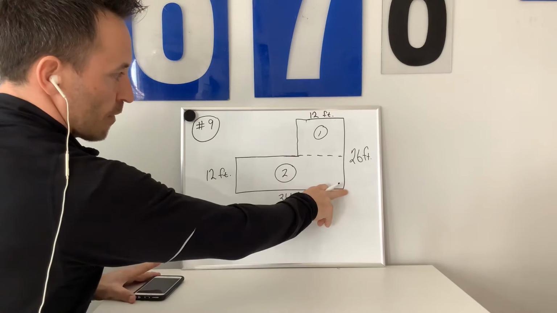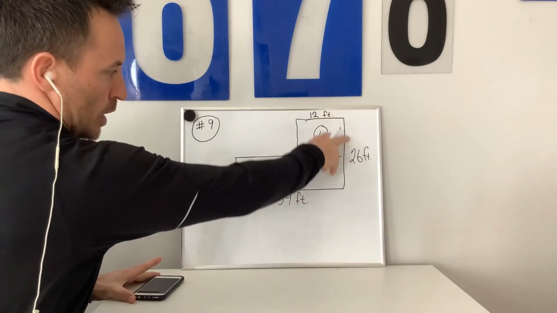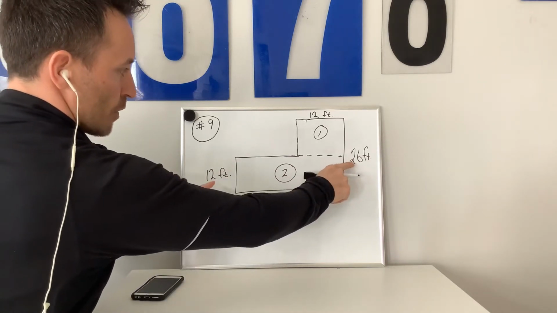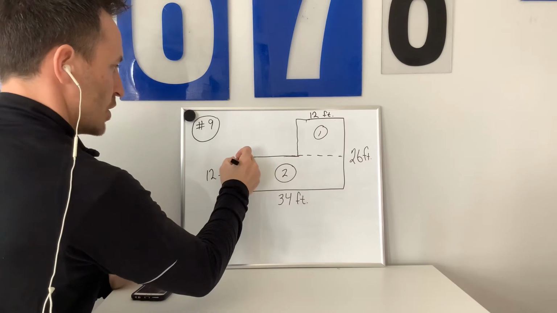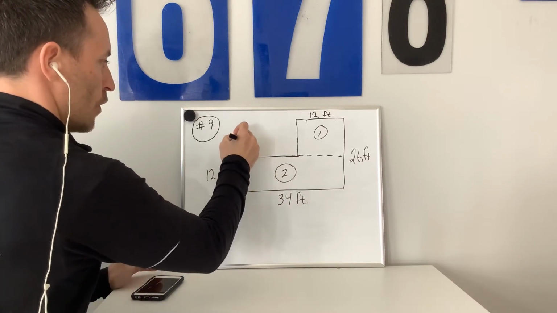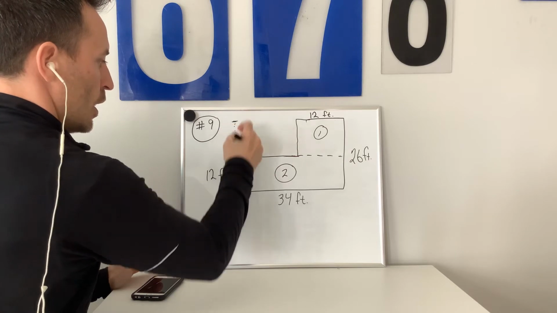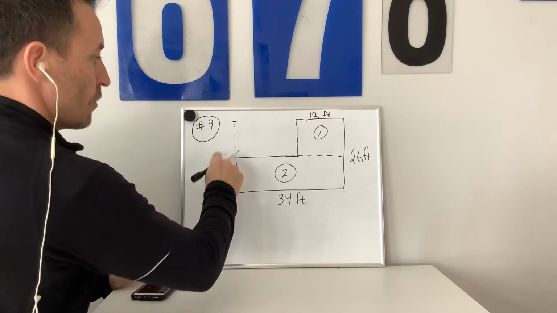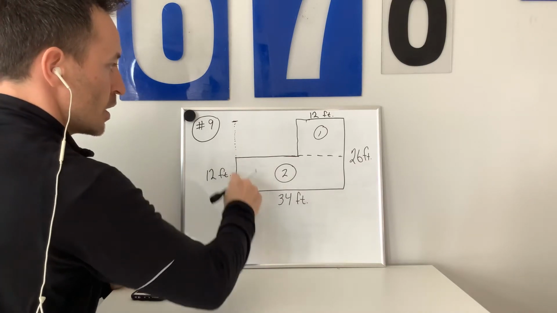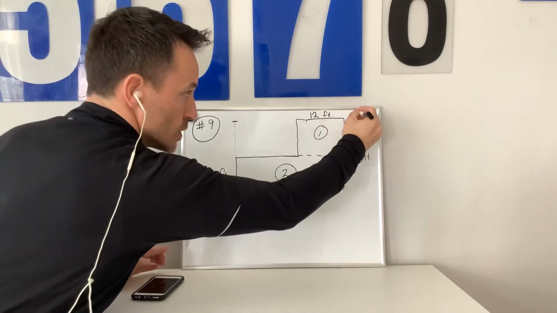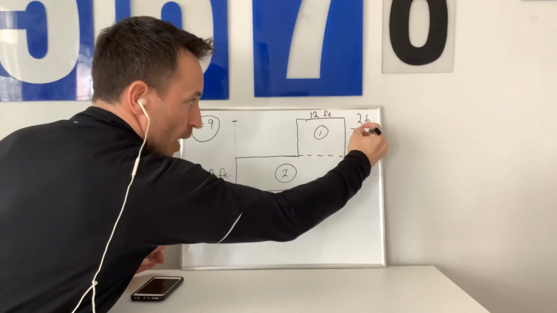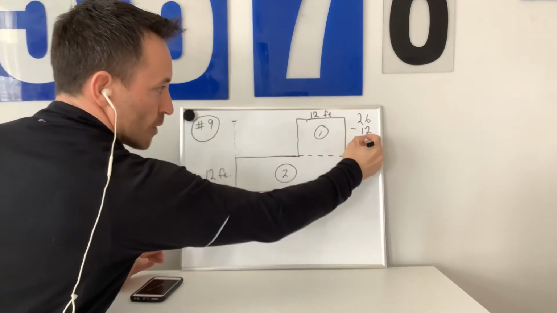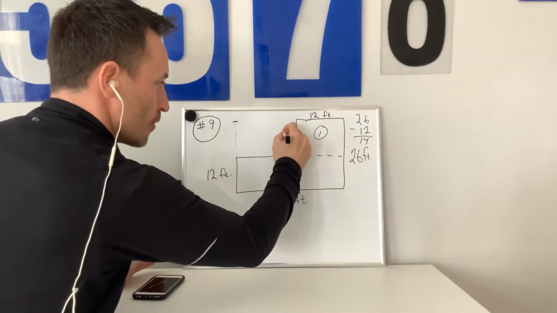So if we know that this side is 26 feet, and if we know that this side is 12 feet, we can use these two numbers to help us figure that out. I'm going to show you what I'm talking about here. We know that from here to here is also 26 feet. So we could subtract 26 minus 12 to figure out what this distance is, which would be this distance and this distance. So let's do 26 minus 12, and that'll give us our missing piece right here. That gives us 14.